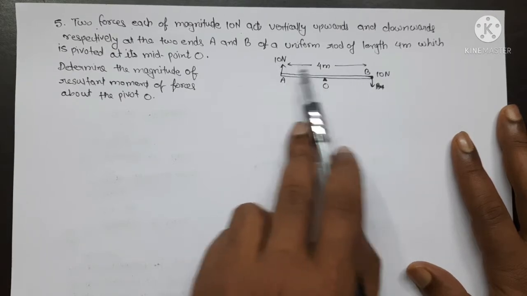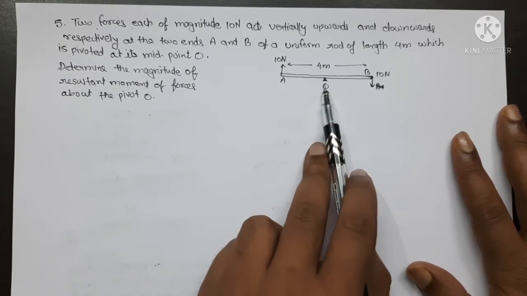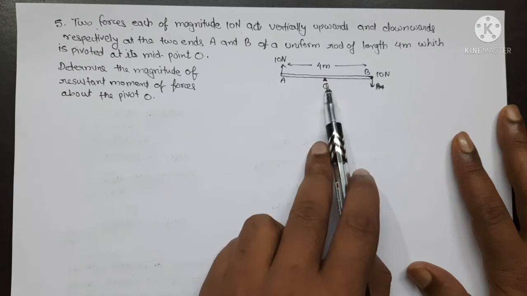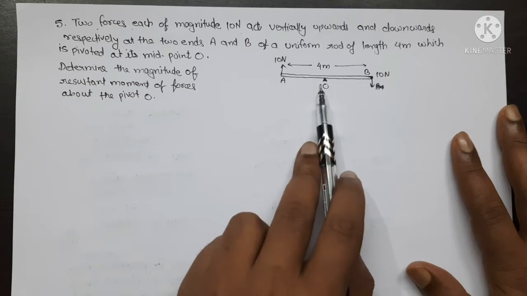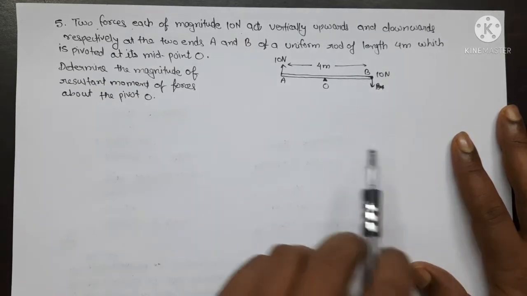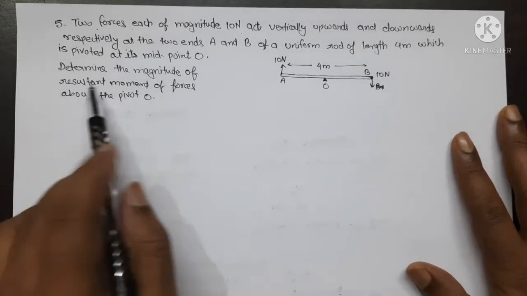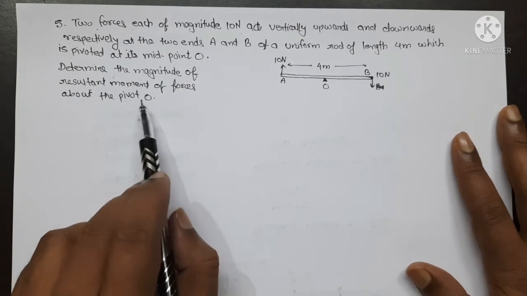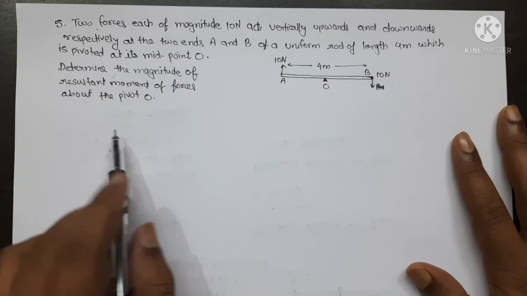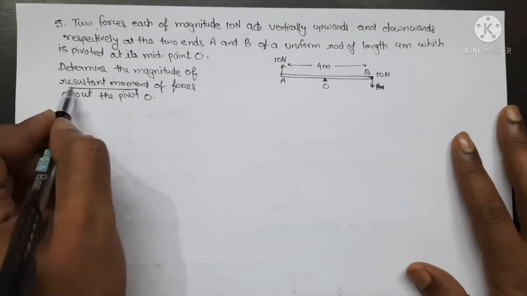So definitely if the total length of the rod is 4 meter, the midpoint will be exactly at 2 meters. So we can say that A is at a distance of 2 meter from the point O, and the same for B. Now what we have to find out? Determine the magnitude of the resultant moment of forces about the pivoted point. So we have to find out the resultant moment of force.